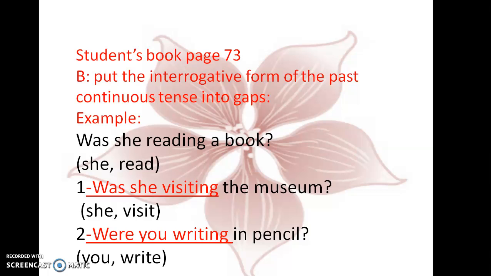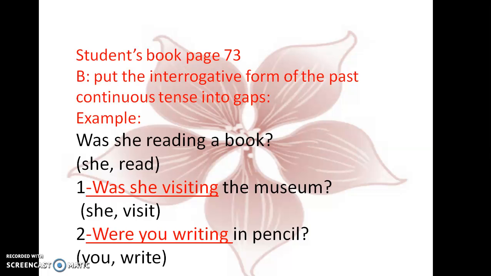Also we have student's book, page 73, exercise B. Put the interrogative form of the past continuous tense into gaps. Interrogative means question. Example: she and read. Of course, we're going to use was with she. Was, then the subject, she, then the verb ing. It will become: was she reading a book? Now we're going to solve the first exercise, she and visit. With she, we are going to use was. So was, then the subject she, then the verb ing. Was she visiting the museum?